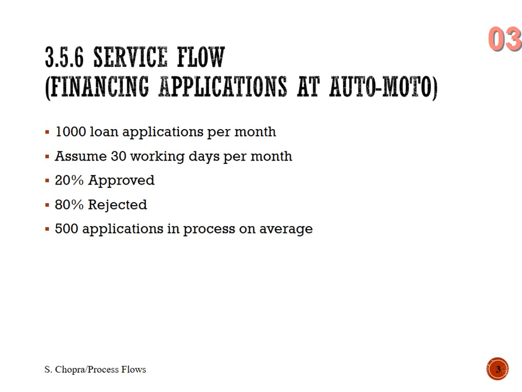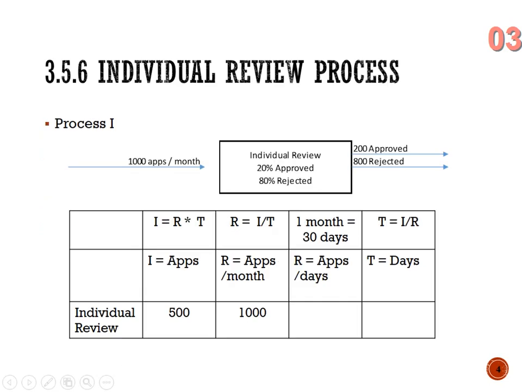Inventory, right? So if we were to look at what that looks like if we draw the diagram, we have 1,000 applications per month entering and exiting the process. And if we have 20% that are accepted and 80% that are rejected, on the outbound side, we have 200 that are approved and 800 that are rejected. And we have this individual review process. Every application comes in and goes through the same process. All right, so there's only one step in this process.